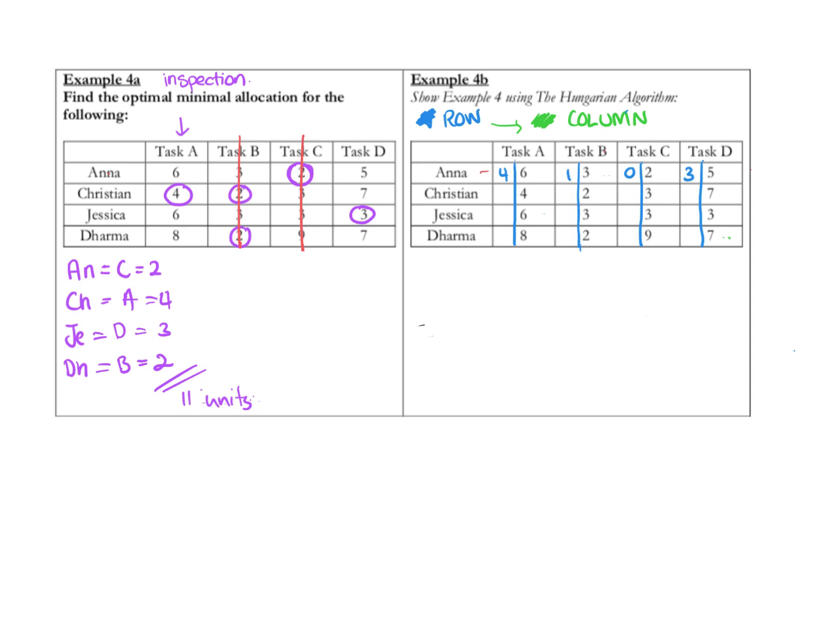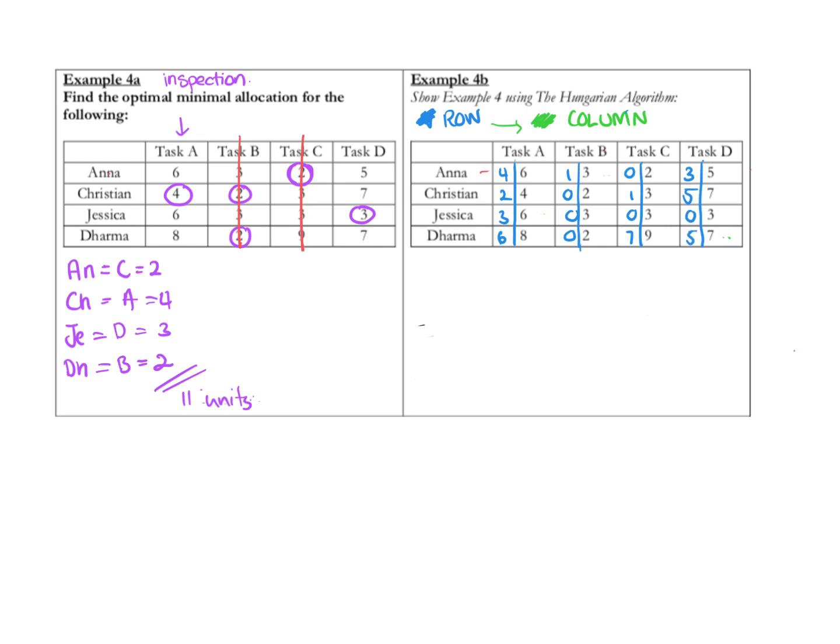The lowest number in the second row is 2. So 2, 0, 1, and 5. The lowest number in the third row is 3. So we'll get 0, 0, 0. And then the lowest number in the last row is 2. So we get 6, 0, 7, and 5.